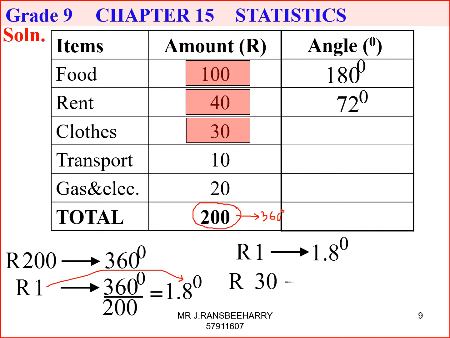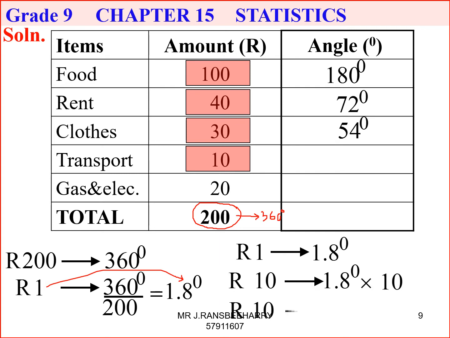Now clothes, 30 rupees. 1 rupee is 1.8 degrees, so 30 rupees is 1.8 times 30. So 18 times 3, 54 degrees. Now transport, 10 rupees. So 1 rupee is 1.8, 10 rupees is 1.8 times 10, 18 degrees. Now gas and electricity, 20 rupees. So 20 rupees is 1.8 times 20 degrees. So 18 times 2, 36 degrees.